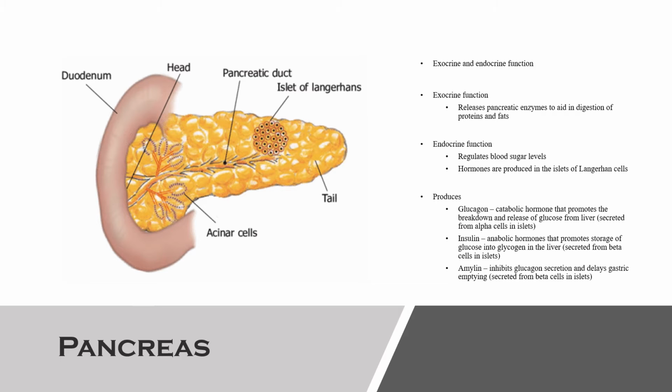Glucagon is secreted from the alpha cells in the islets of Langerhans. Insulin, in contrast, is an anabolic hormone that promotes the storage of glucose as glycogen in the liver, and insulin is secreted from beta cells. Now, in association with insulin, the pancreas also releases amylin, which inhibits glucagon secretion. Amylin also delays gastric emptying into your small intestine. Amylin is, of course, secreted by beta cells in the islets of Langerhans.